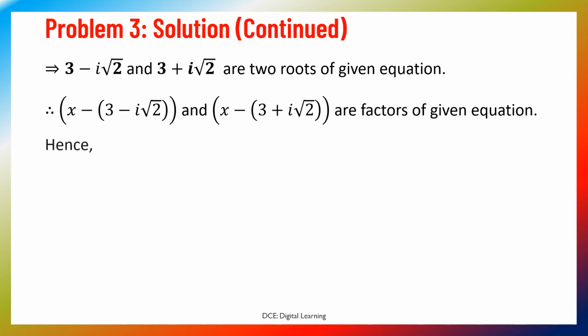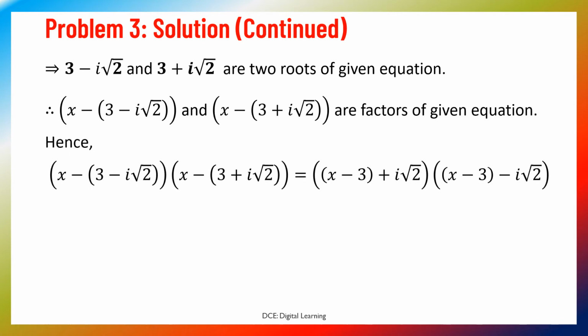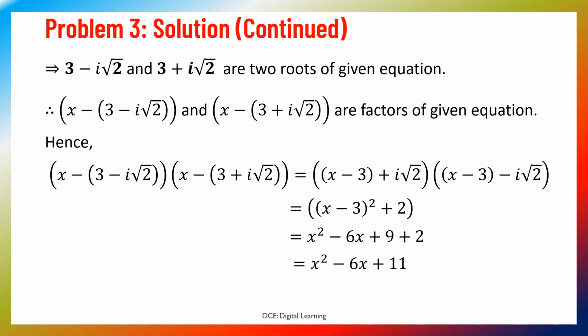equation. Hence, x minus 3 minus i root 2 into x minus 3 plus i root 2 equals x minus 3 plus i root 2 x minus 3 minus i root 2, which is equal to x minus 3 whole square plus 2, which is equal to x square minus 6x plus 9 plus 2, which is equal to x square minus 6x plus 11 is a factor of given equation.